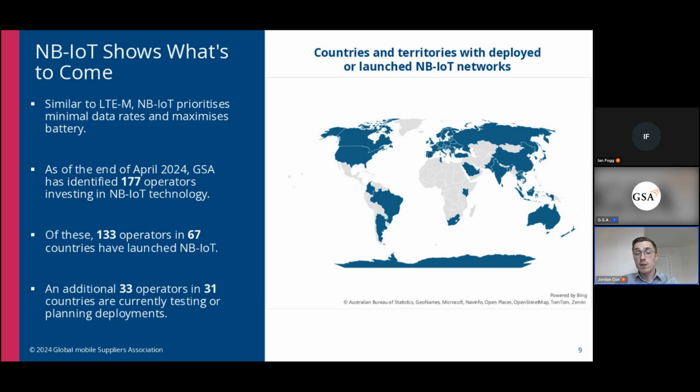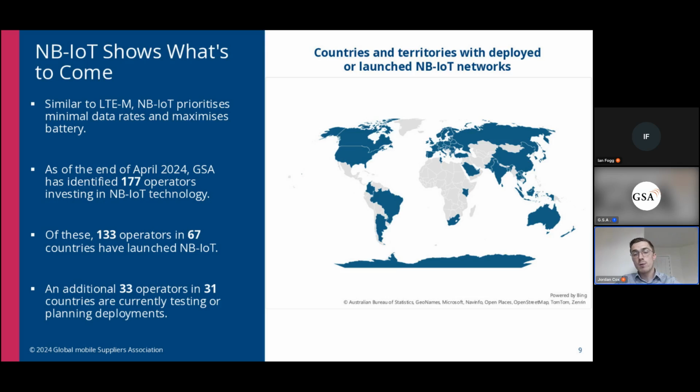An additional 33 operators in 31 countries are currently testing or planning deployments, which may indicate rapid growth in the near future and an increasing demand for IoT technologies. Examples of operators currently testing or planning include Orange in France, KDDI in Japan, and Virgin Media O2 in the UK, all of which are very large markets for IoT applications.